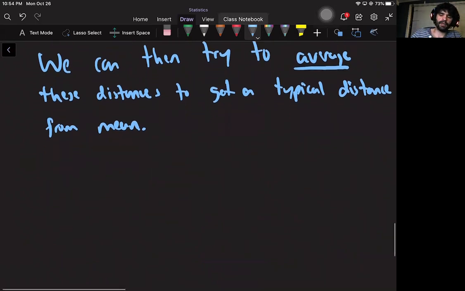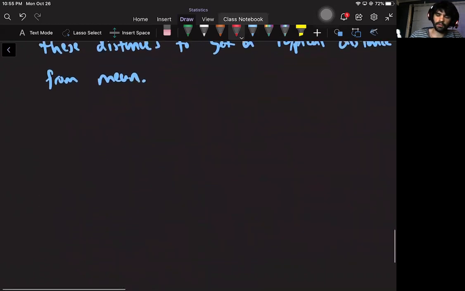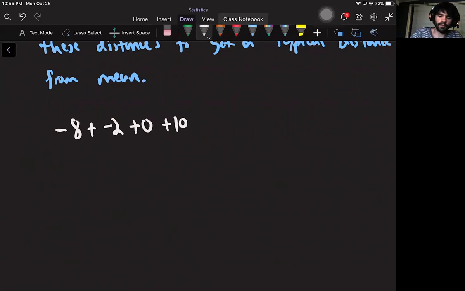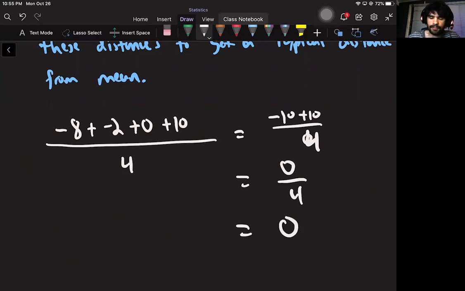Okay, so let's do that. Let's take the mean of these 4 numbers here. So how do I take the mean of those numbers? Well, I just add them up, right? Well, something goes wrong. Negative 8 plus negative 2 plus 0 plus 10. So I add them up, and then I divide that by 4 because there's 4 of them. Now you have to remember how to add negative numbers, but you're going to get negative 10 plus 10 over 4. What's negative 10 plus 10? That's 0. 0 divided by a number is just 0.